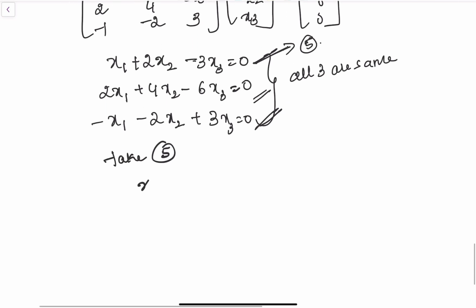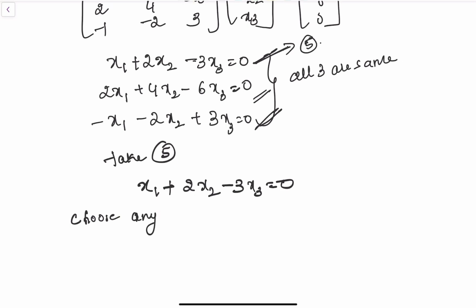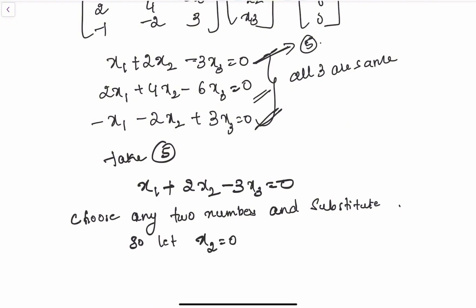Okay, so what you have to do here, when all three equations are the same, you have to choose any two values of say x1 x2 or x2 x3, and you have to guess, you have to select the values of any two, say x2 x3, of your choice. So I will choose any two numbers and substitute. So I will take the values of x2 and x3 and I will find x1. Okay, so let x2 be 0 and x3 be equal to 1.